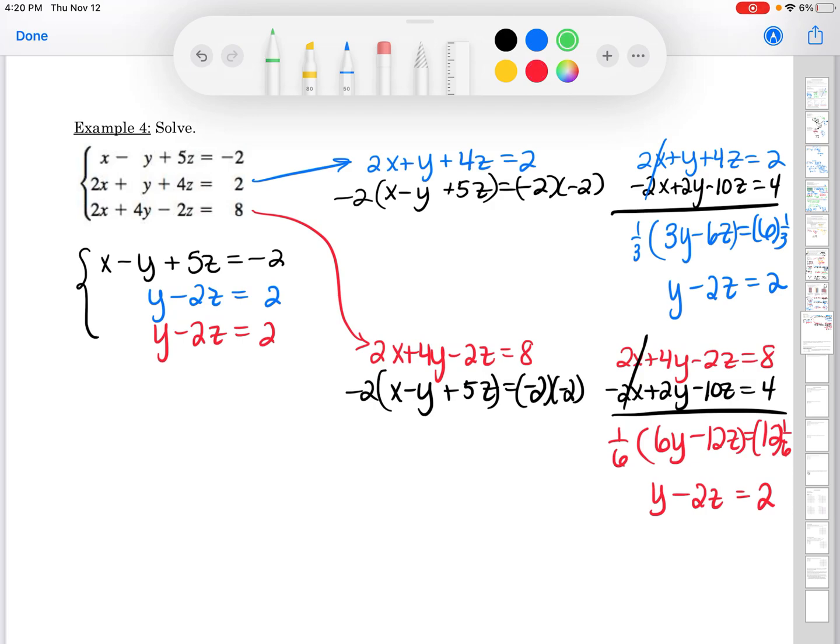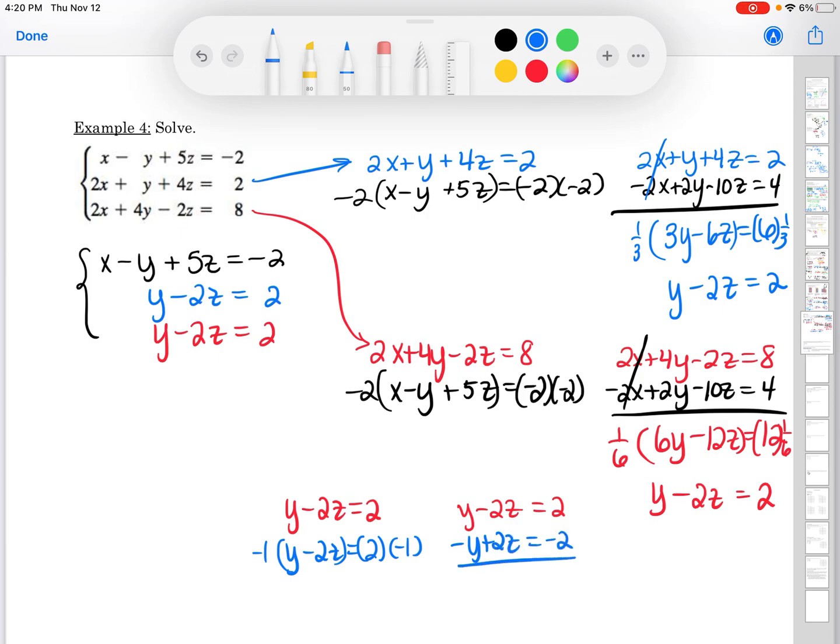So we have y minus 2z is equal to 2. And I'm going to take that middle equation. Again, y minus 2z is equal to 2. I'll multiply by negative 1. I'm just kind of going through the motions here to make sure that the y's cancel. Even though I know everything's going to cancel out, it's fine. So negative y plus 2z is equal to negative 2, and we get that 0 is equal to 0.